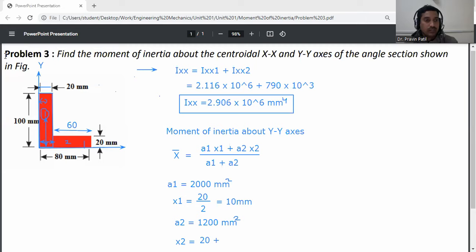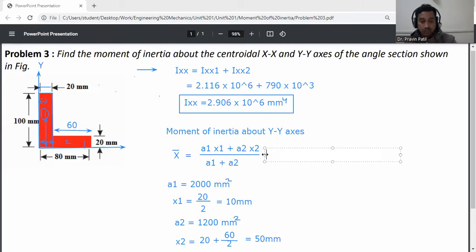Okay, half of this, 60 divided by 2. So it will be how much? 20 plus 60 divided by 2, which is 30, so 50 mm. So the total is 50 mm.